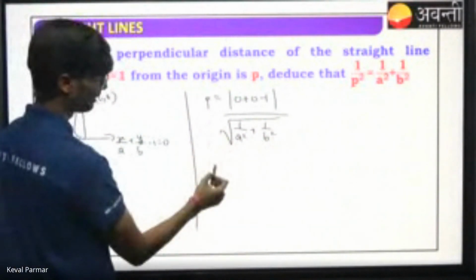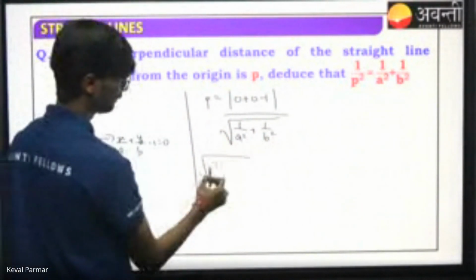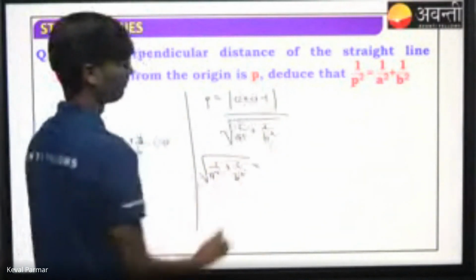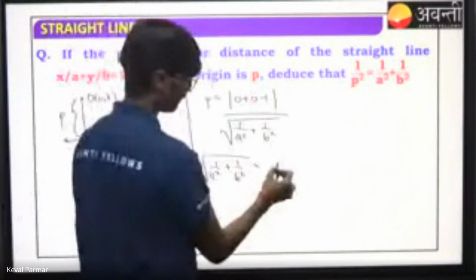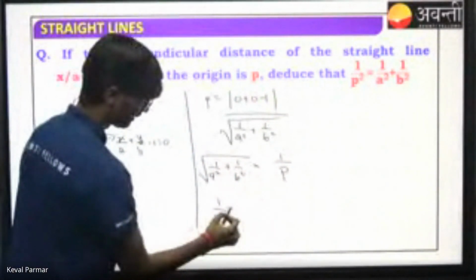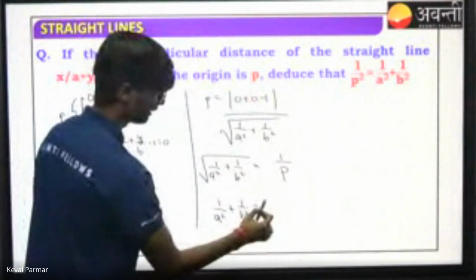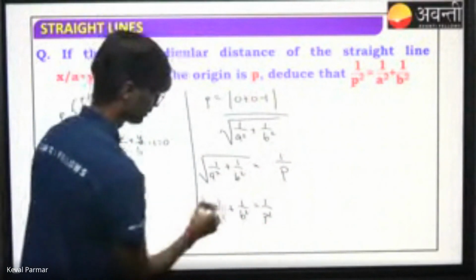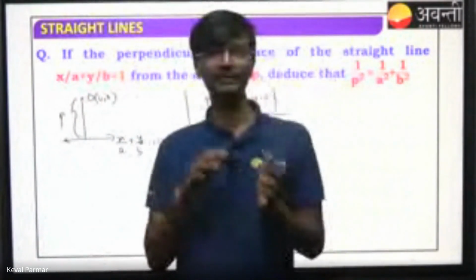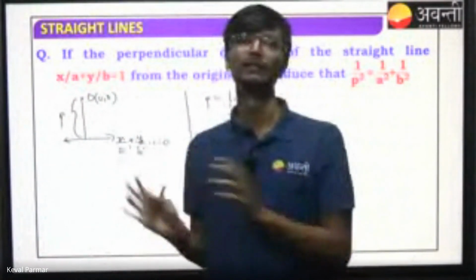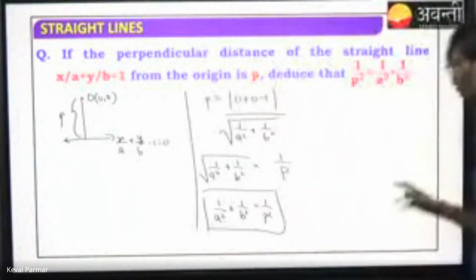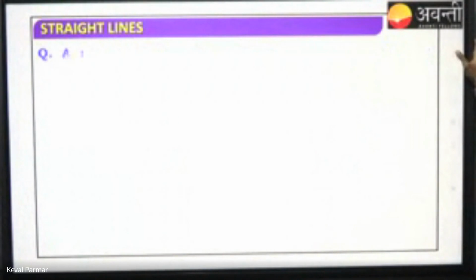So if I cross multiply, I'll get under root of 1 by a square plus 1 by b square equals to mod of minus 1 is 1 by p. If I square on both the sides, I'll get 1 upon a square plus 1 upon b square equals to 1 upon p square. Simple, we got this. Correct. So these are questions which obviously come in your board exam or theory paper, you can say. So let's see the next question.